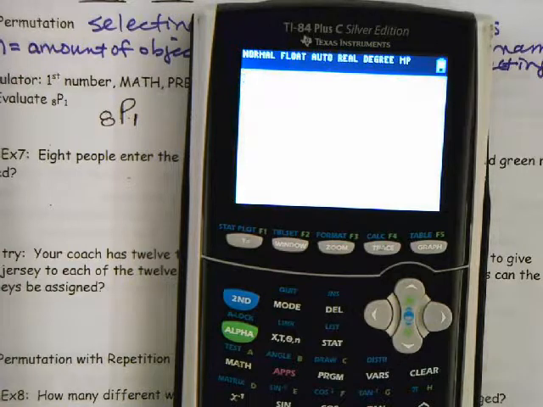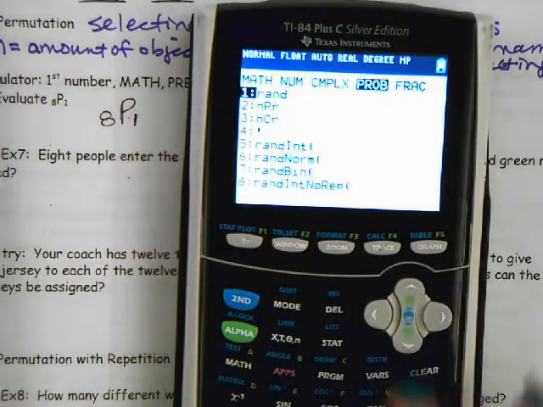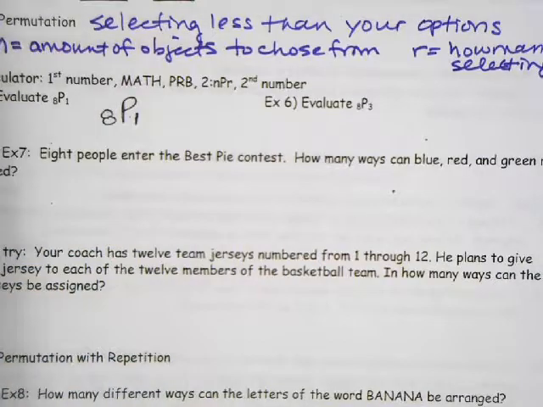Before you do that, so I'd do 5, I would do math, I would scroll over, and I would hit nPr, and then I hit 3. So you hit your first number, the n, you hit the PRB, and then you hit 3 and hit enter, and that's what will tell you the number. Okay, so on that type of calculator. Okay?